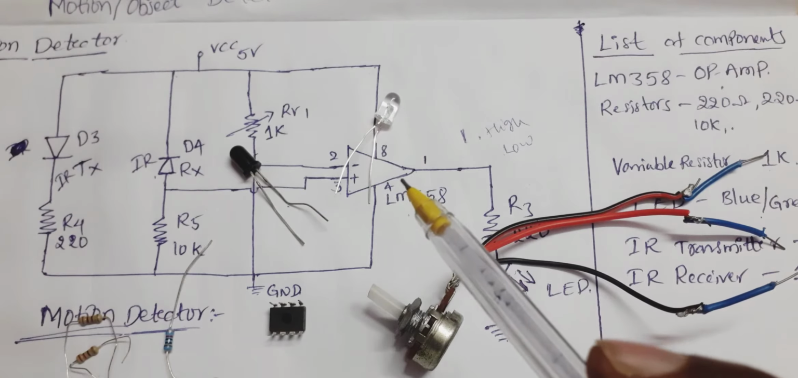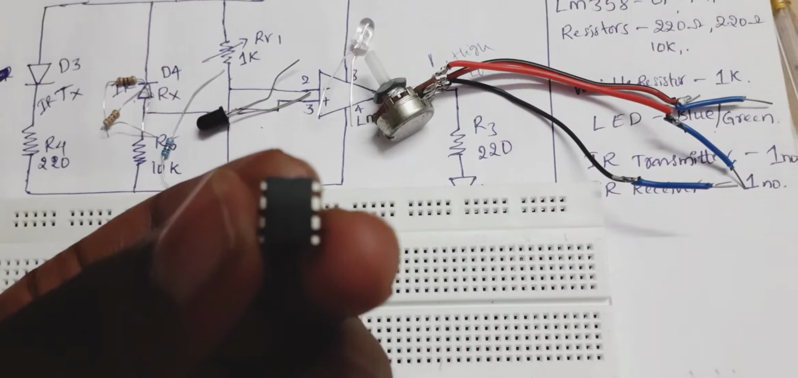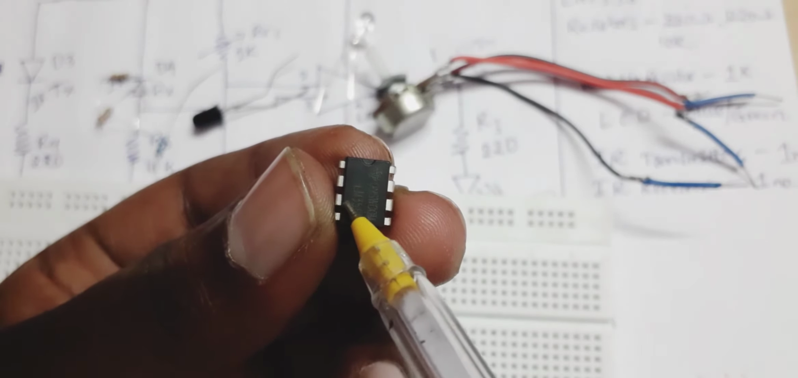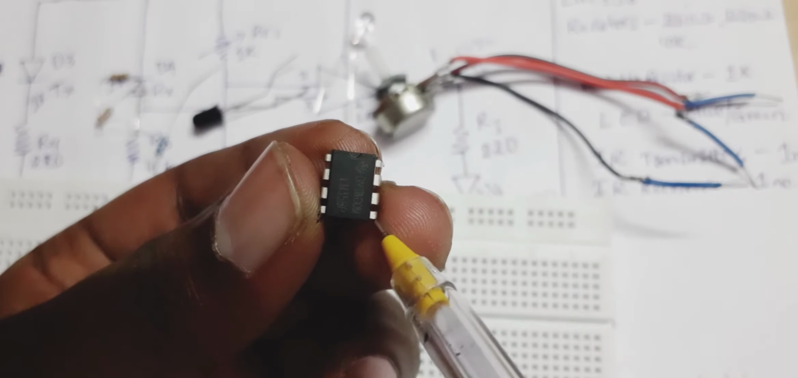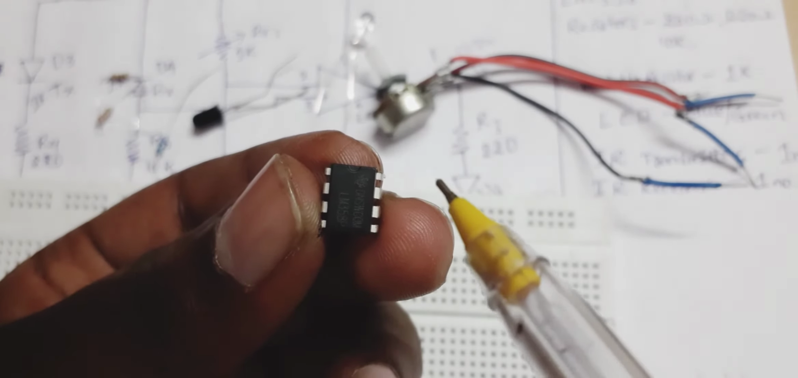So next we are going for the practical on the breadboard. So how to recognize the terminals of any IC? You can find a notch here. From this notch, this is the first terminal, second terminal, third terminal, and fourth, fifth, sixth, seven, eight. So it is a U shape.